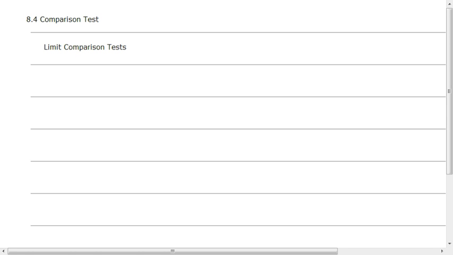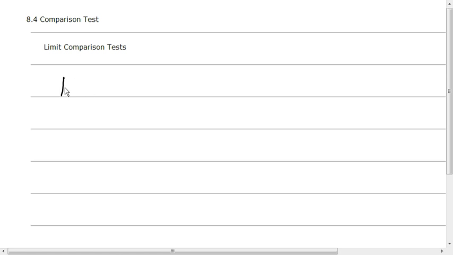Okay, the limit comparison test, and the book mentions that this test is particularly useful when a sub n is a rational function of n. But let's look at theorem 11 first on page 530, and then we'll work some examples. It says in three parts.